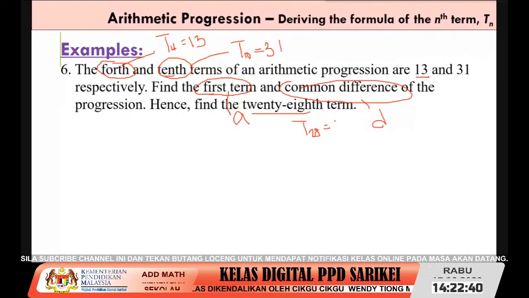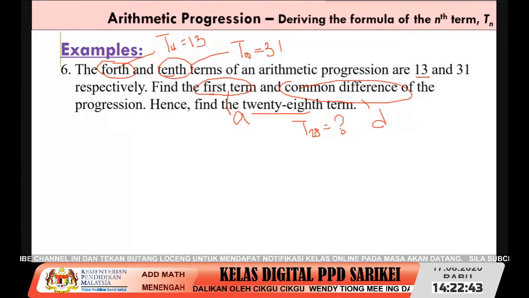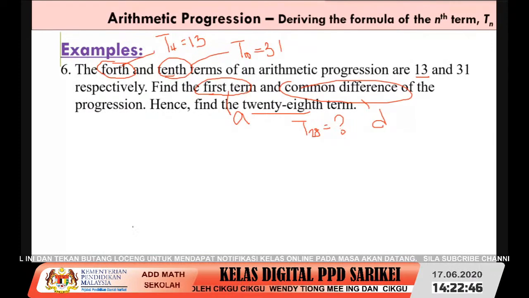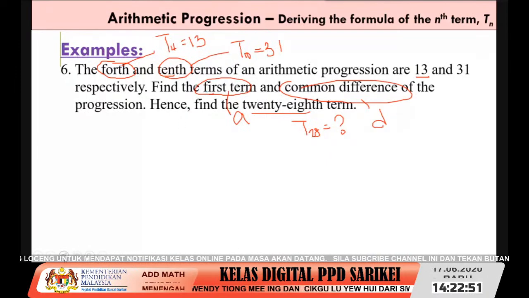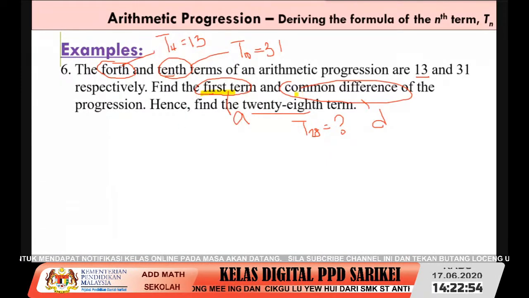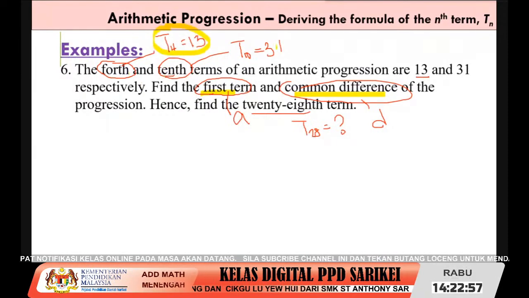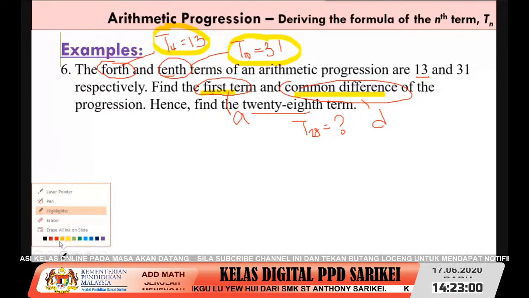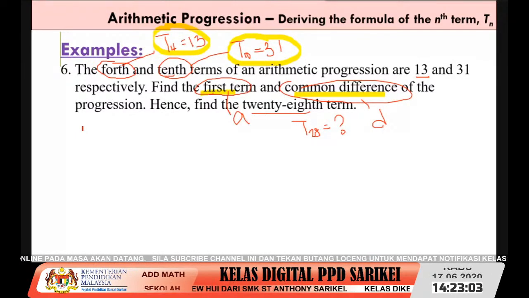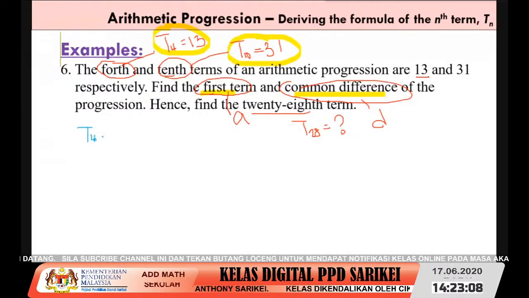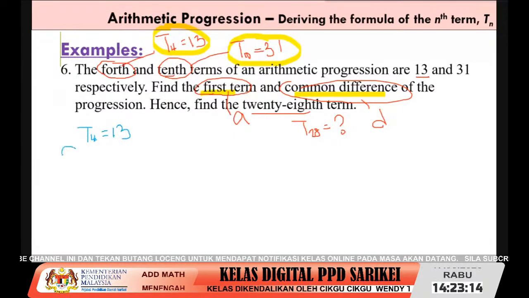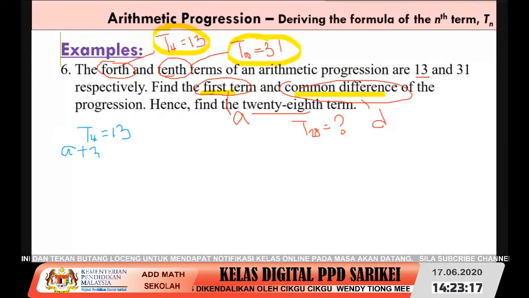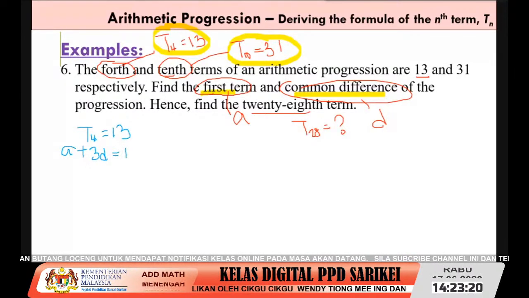So how? So this question we try to guide you. We will ask you to find the first term and the common difference. So before finding the first term and the common difference, we got two pieces of information: T4 equal to 13 and T10 equal to 31. So we write down the information. T4 equal to 13. So you still remember what is T4? T4 equal to a plus how many d? a plus 3d equal to 13.